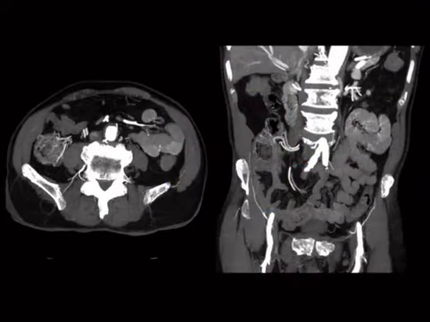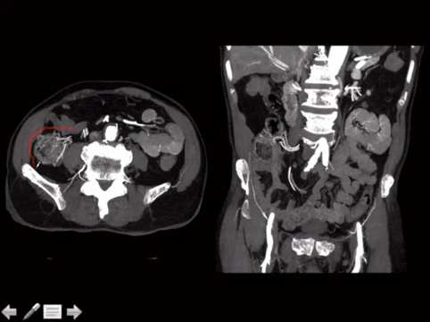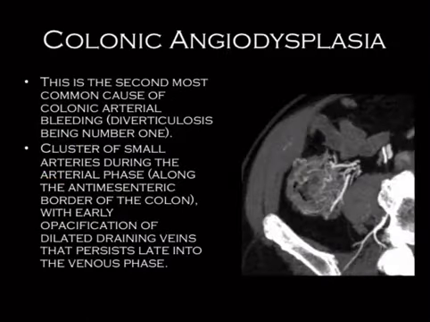So this is a MIP image, axial and coronal. What you may have noticed is that there is this blob of vessels here, seen here also, involving the colon. It'd be really nice also if they gave you history of rectal bleeding or colonic bleeding. So the most common cause of bleeding from the colon is diverticulosis. This, depending on what you read, is sometimes referred to as the second most common cause.